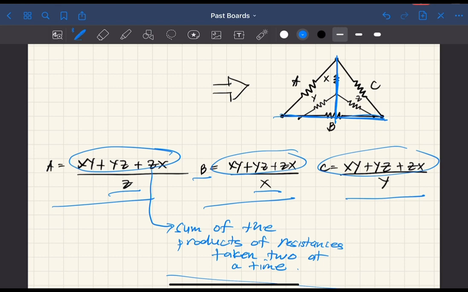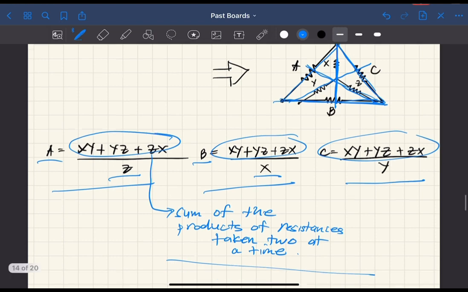Now let's also apply this to Z and Y. Z is the perpendicular bisector of A, and Y is the perpendicular bisector of C. So that's it. With that, you can easily remember these formulas.